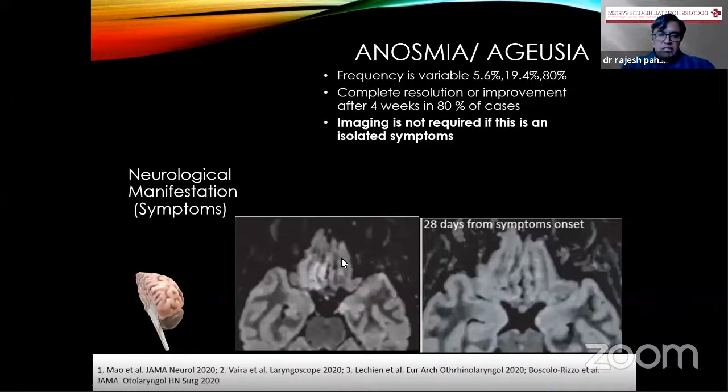This is an interesting case published in a neurology journal, showing signal changes in the gyrus rectus in a patient with anosmia, with complete resolution of these signal changes after 20 days of onset of the symptoms.